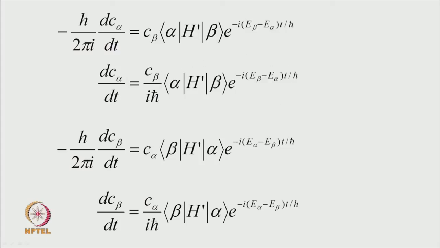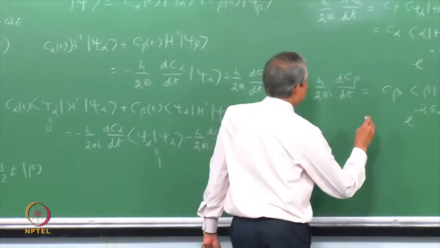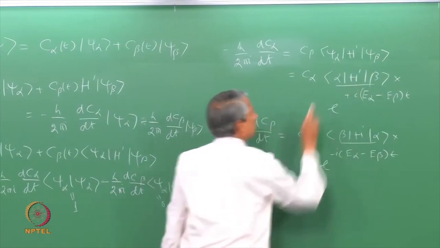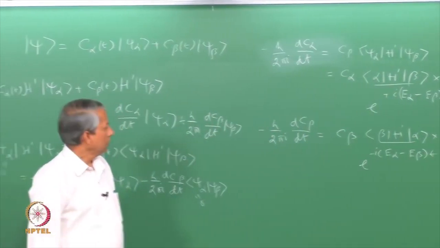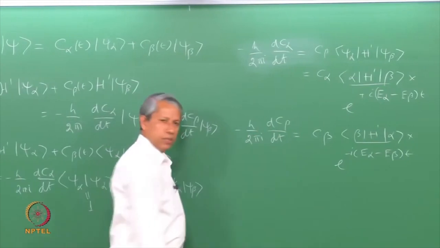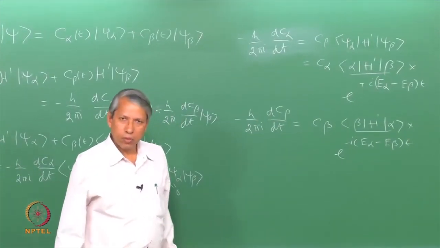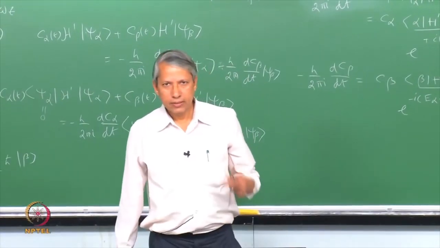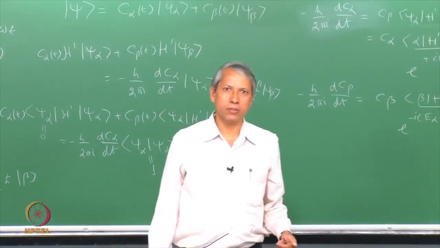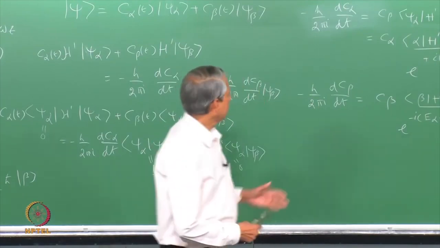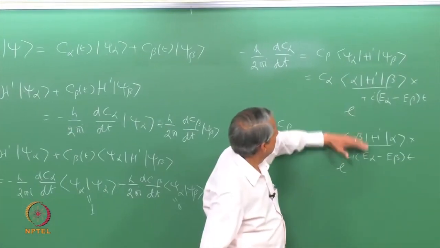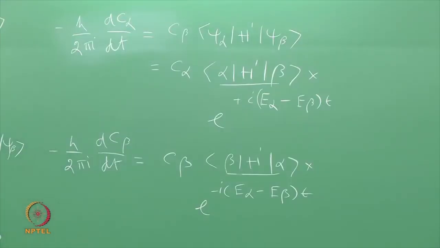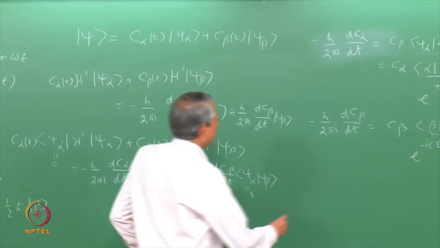So here it shows that if this term, which is essentially the same as that, is 0, these are not going to change. In other words, for any change to take place, or any transition from, let us say, state alpha to state beta, or from beta to alpha, this must be non-zero. In a sense, this decides the selection rule for transition.